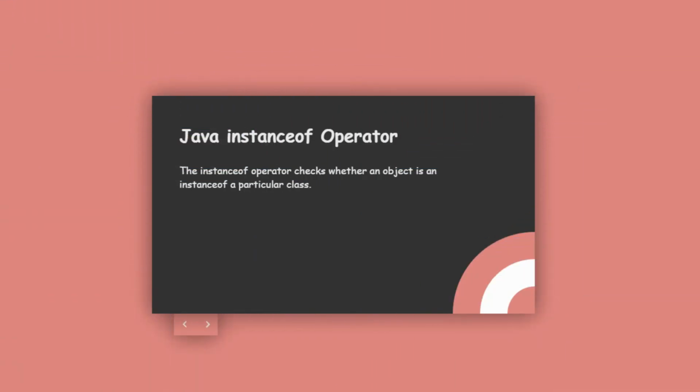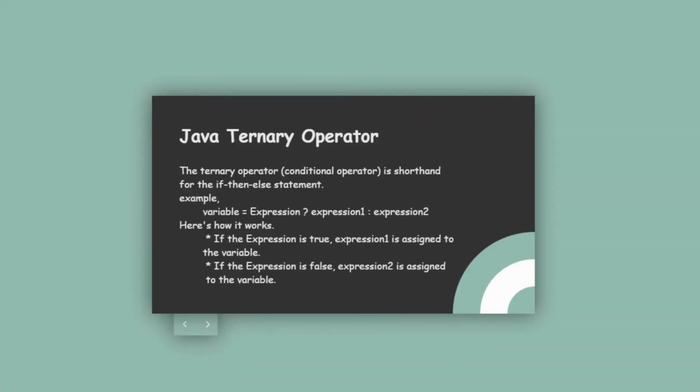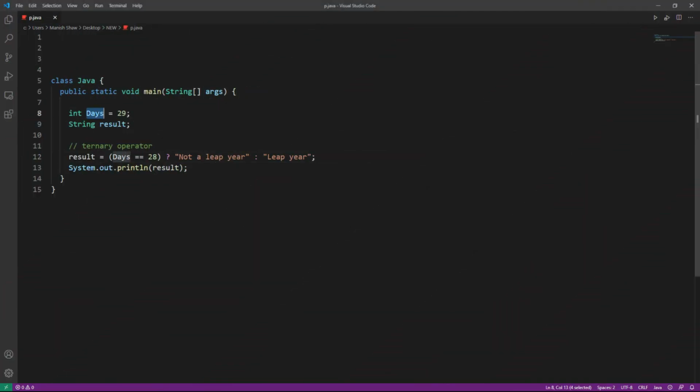Now let's talk about the Java ternary operator. The ternary operator, also called the conditional operator, is shorthand for the if then else statement. Let's see an example of a ternary operator. In this example, we have taken a variable named days and assigned its value to 29, and we have taken another variable result of the string data type. Now here we are using the ternary operator to assign the value of result.